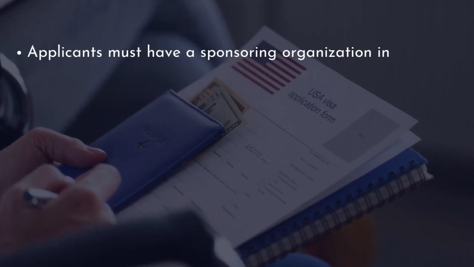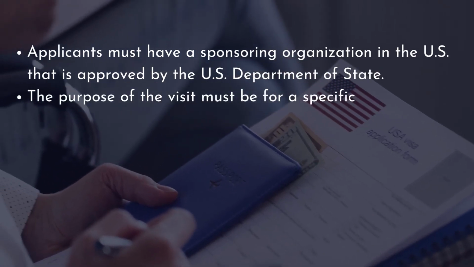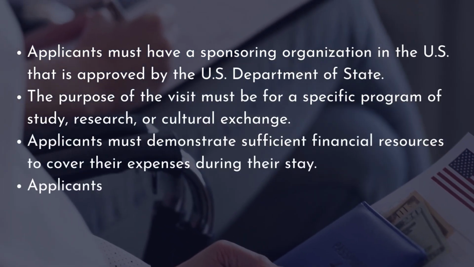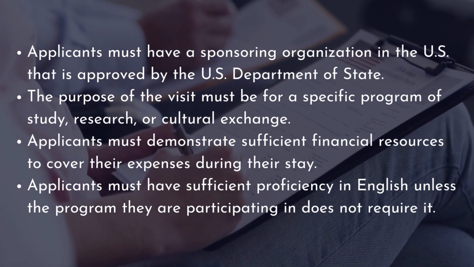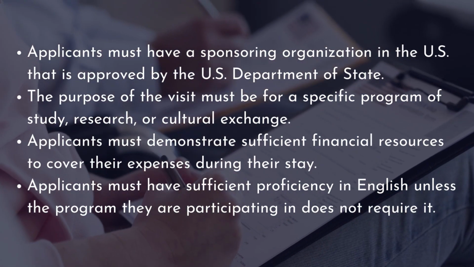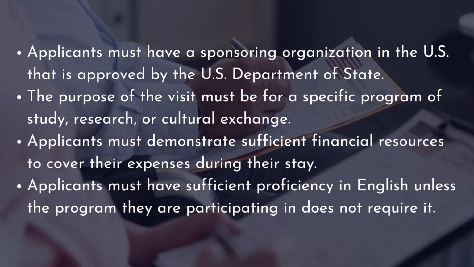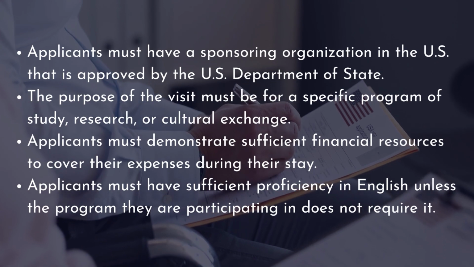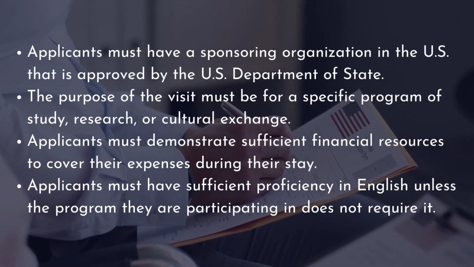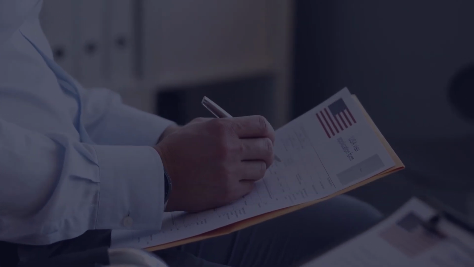Now, let's talk about the eligibility criteria. Applicants must have a sponsoring organization in the US that is approved by the US Department of State. The purpose of the visit must be for a specific program of study, research, or cultural exchange. Applicants must demonstrate sufficient financial resources to cover their expenses during their stay. Applicants must have sufficient proficiency in English unless the program they are participating in does not require it.